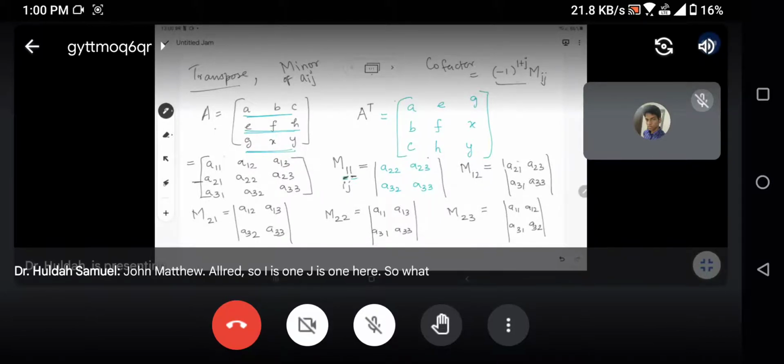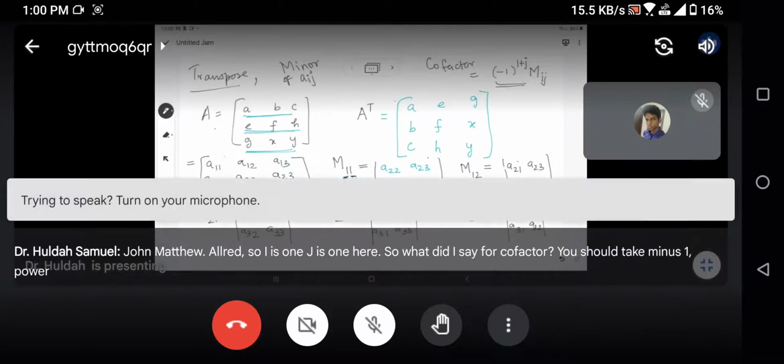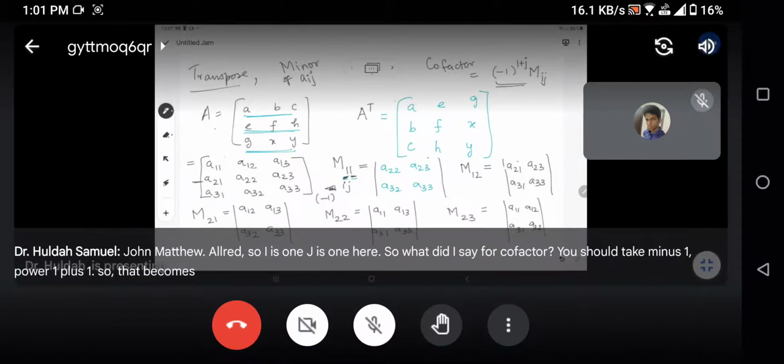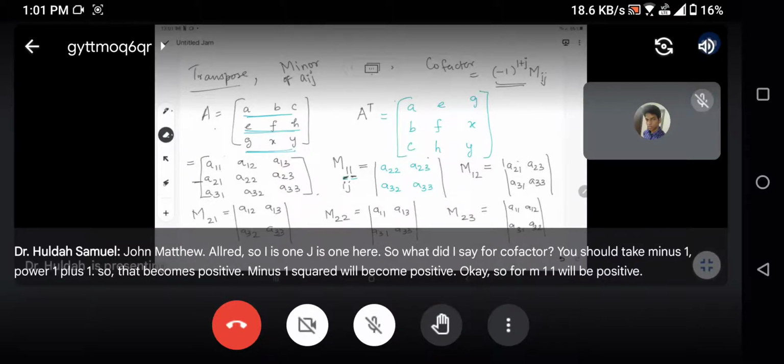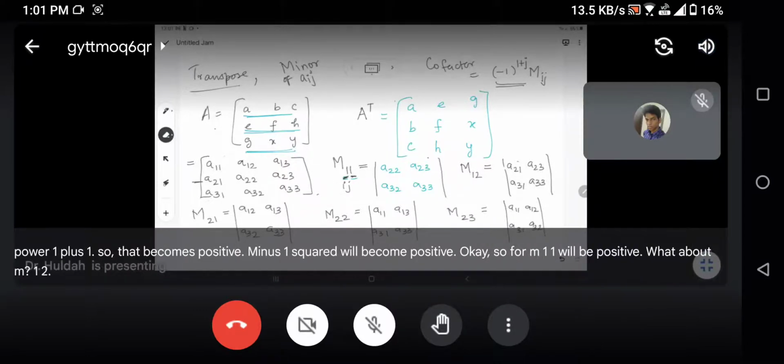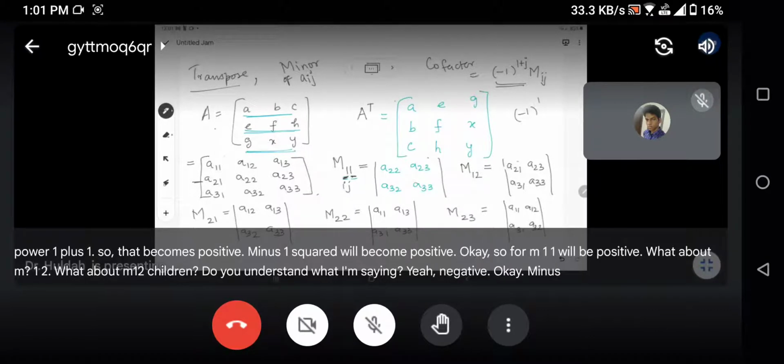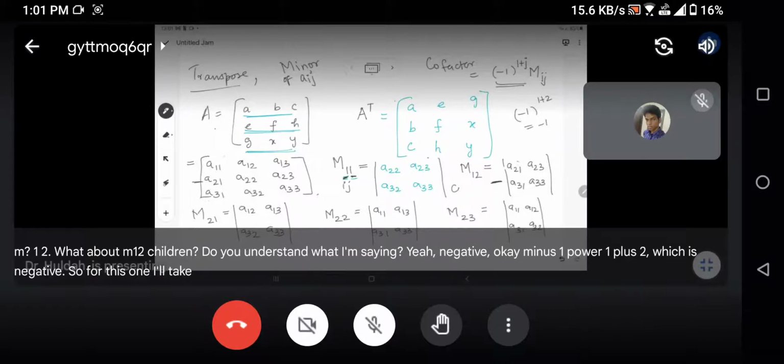All right. So I is 1, J is 1 here. So what did I say for cofactor? You should take -1 power 1 plus 1, so that becomes positive. -1 squared will become positive. So for M11 it will be positive. What about M12, children? Do you understand what I'm saying? Negative, ma'am. Yes, negative. -1 power 1 plus 2, which is negative.